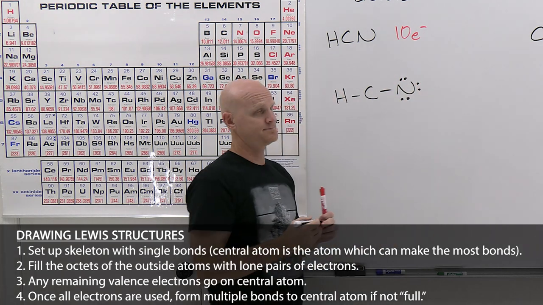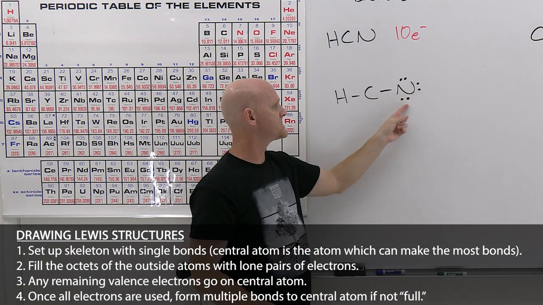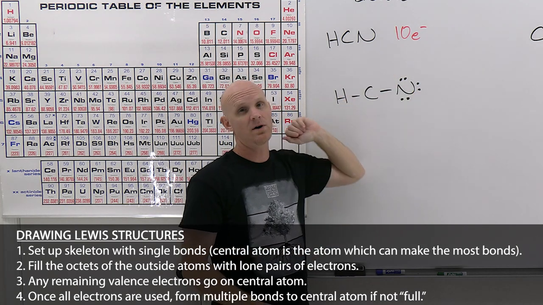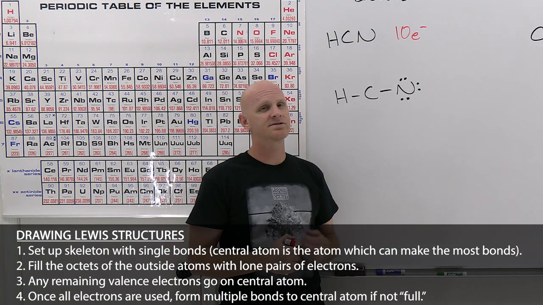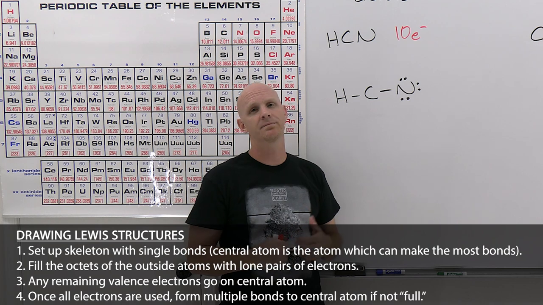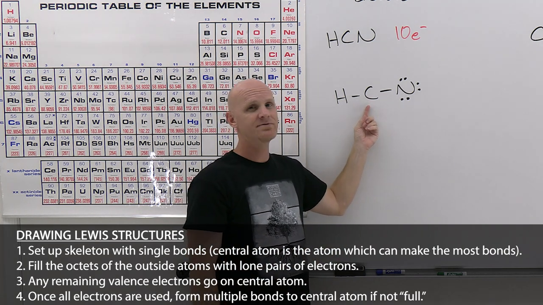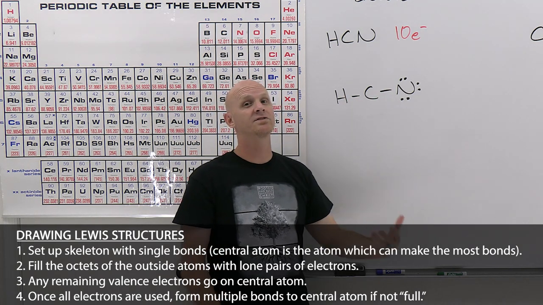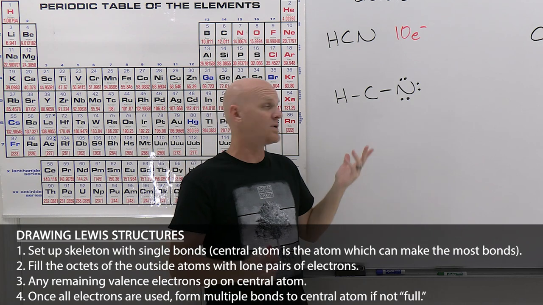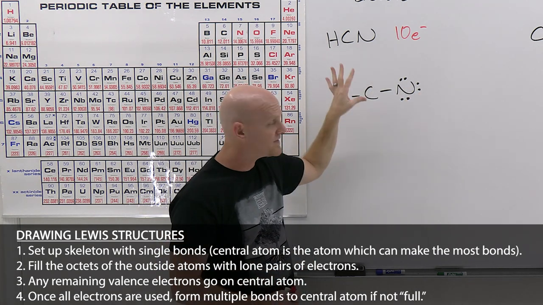So now he's full. And the question is, do we have any electrons left? Well, 2, 4, 6, 8, 10. We've used them all. And so we're out of electrons, and the moment you run out of electrons, the question you have to ask yourself is, is the central atom happy? In this case, carbon is not happy. He does not have a filled octet. He's only got 2, 4 electrons around him. He wants to have 8. But we can't just put lone pairs on him because we've already used all 10 electrons. So we have to work with the electrons we have.